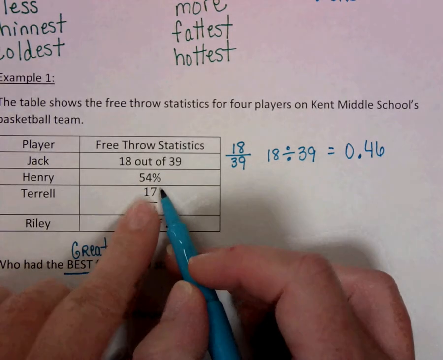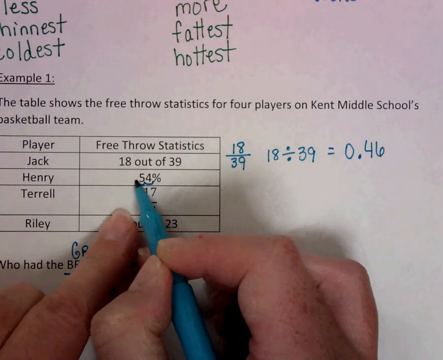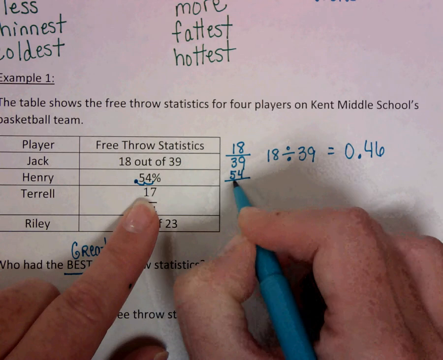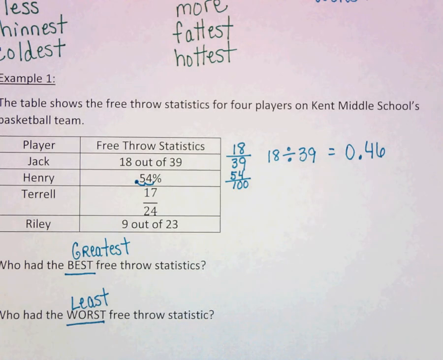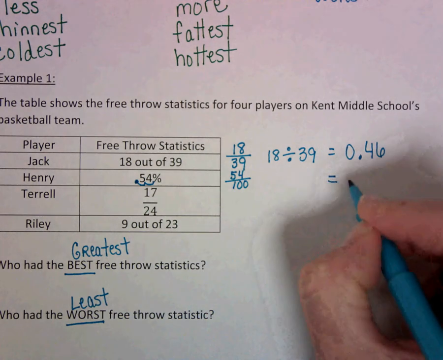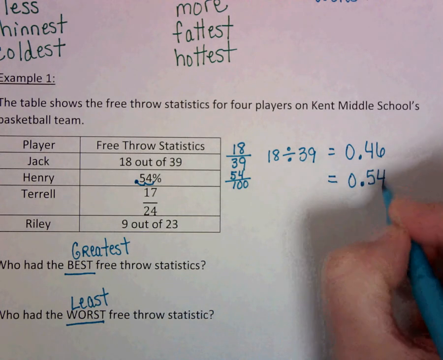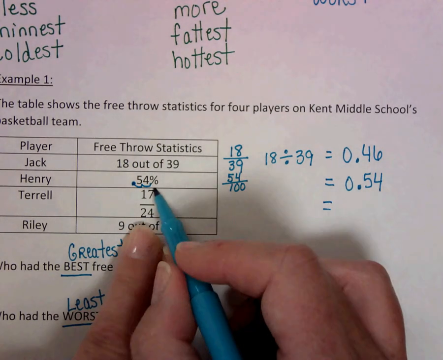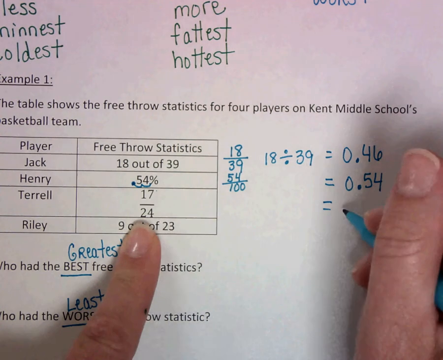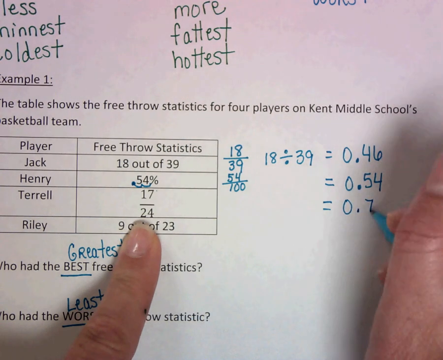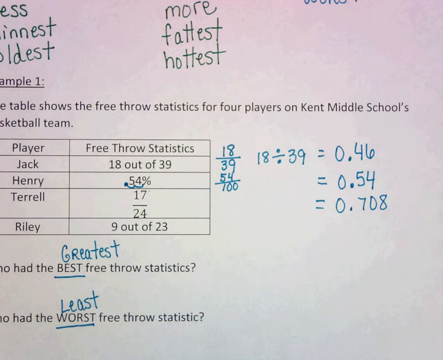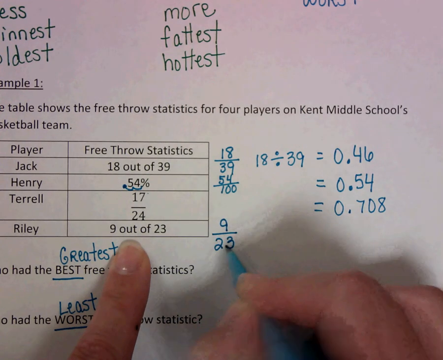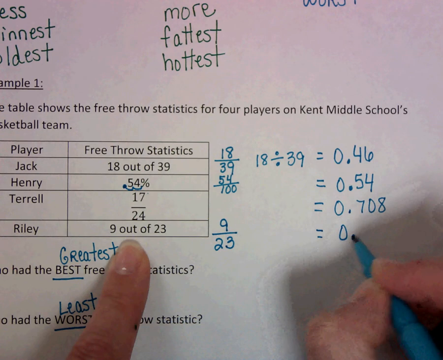Henry, 54%. We can quickly change that to a decimal, if you remember, by moving it 2 places to the left. Or I've also been talking to you about putting this over 100. Percents are always over 100. And so Henry shoots 0.54. Okay, let's change Terrell to a decimal by dividing. 17 divided by 24. And this is going to be a little bit longer decimal. I'm going to go ahead and just list 3 places. And then Riley, same thing as Jack. We're going to do 9 divided by 23, which comes out to 0.39.